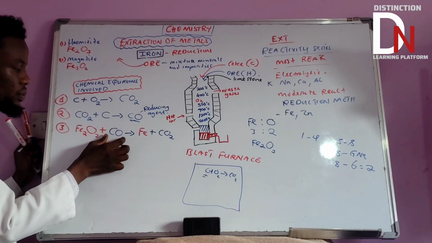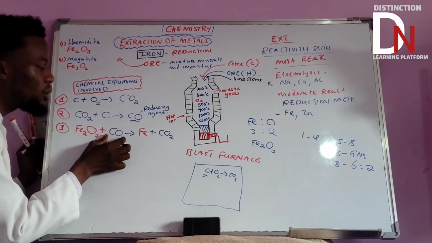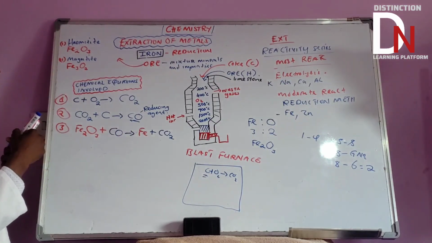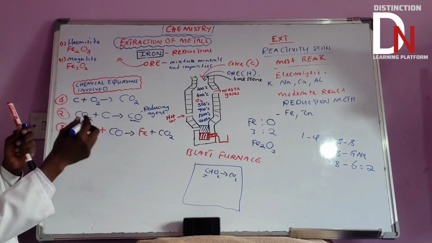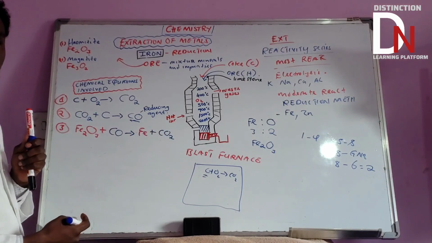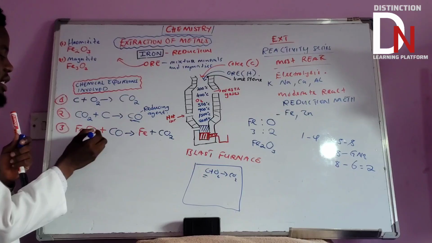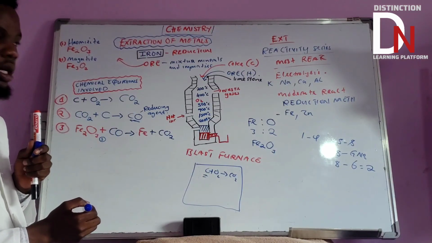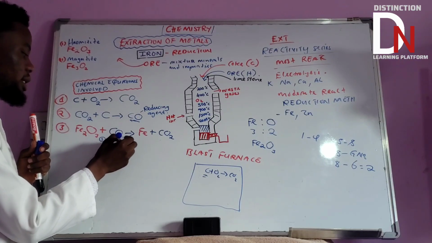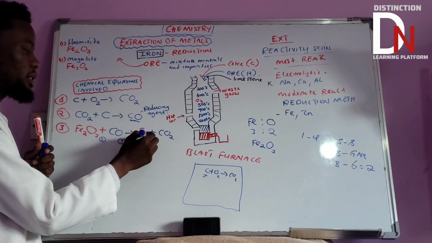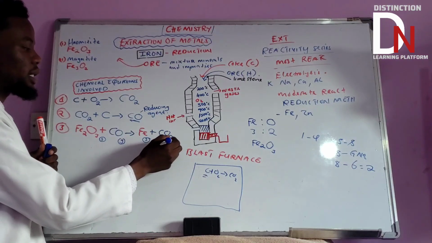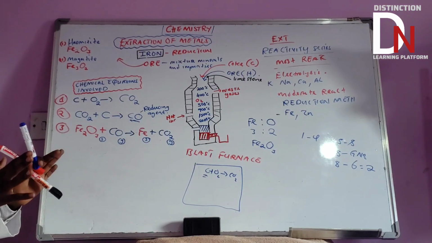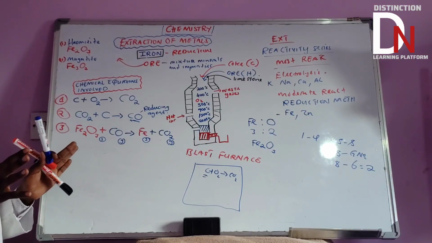As you can see, this hematite is being reduced by carbon monoxide to produce iron and carbon dioxide. If you look at the state symbols, what could be the state symbols for this important chemical equation? The state symbol for iron hematite, because this is the ore, will be solid. Carbon monoxide is a gas, and iron is a metal, so we say solid. And carbon dioxide is a gas, G.